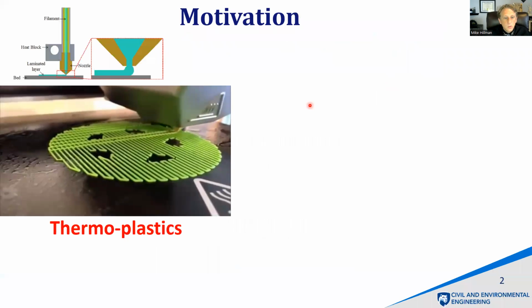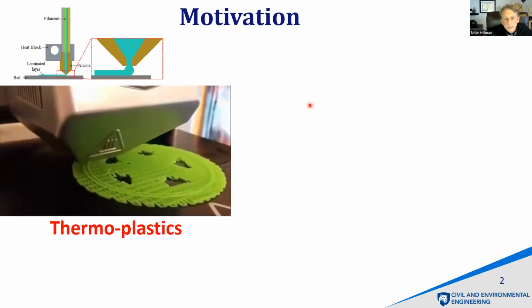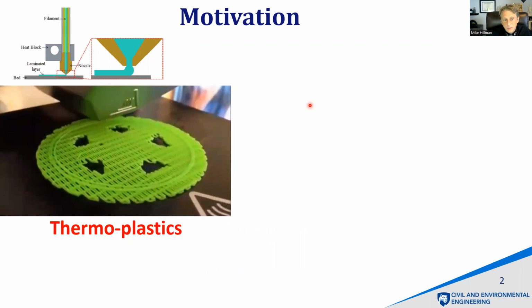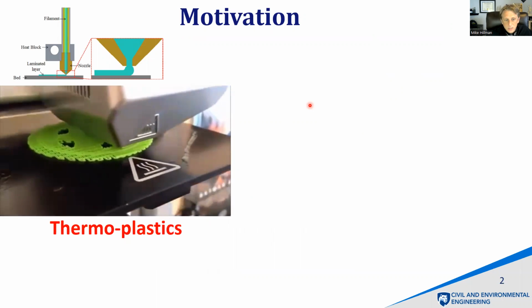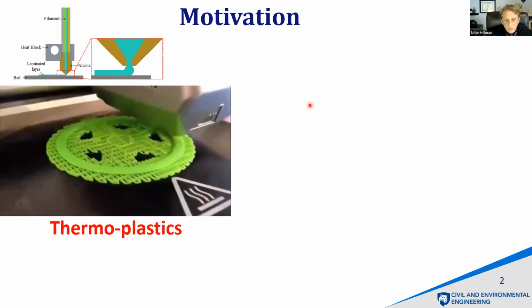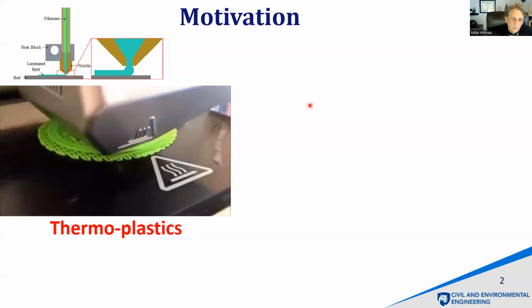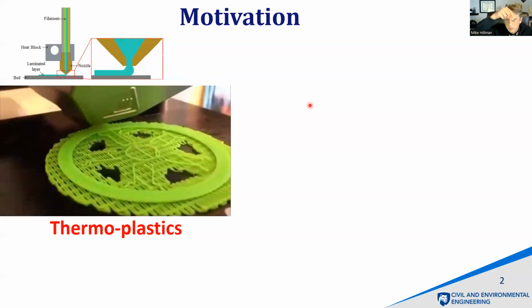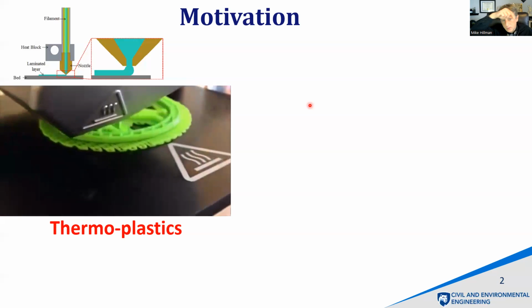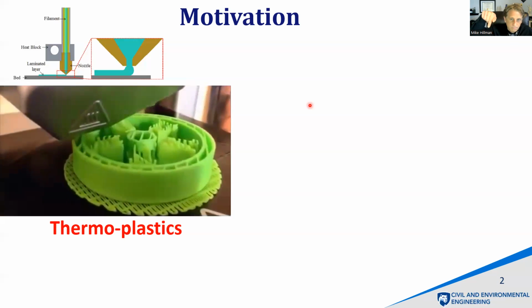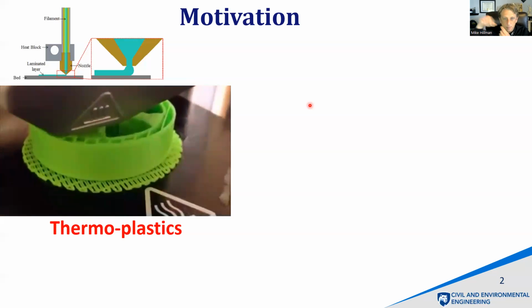Okay, so what do we have to deal with if we want to try to do some simulation of three-dimensional printing, and again, specifically the deposition type. Here you can see thermoplastics being deposited and building up a part layer by layer. The individual beads or rods are built on top of one another. The material fuses to itself to build up the part.